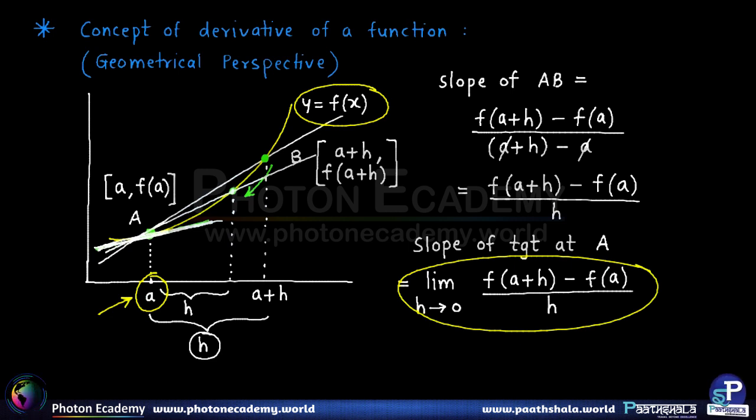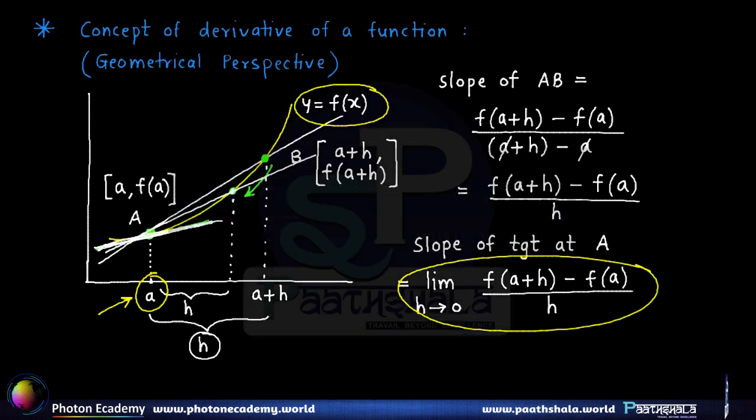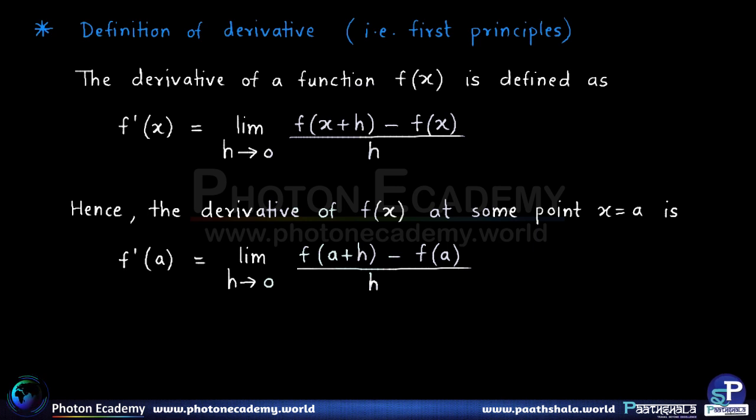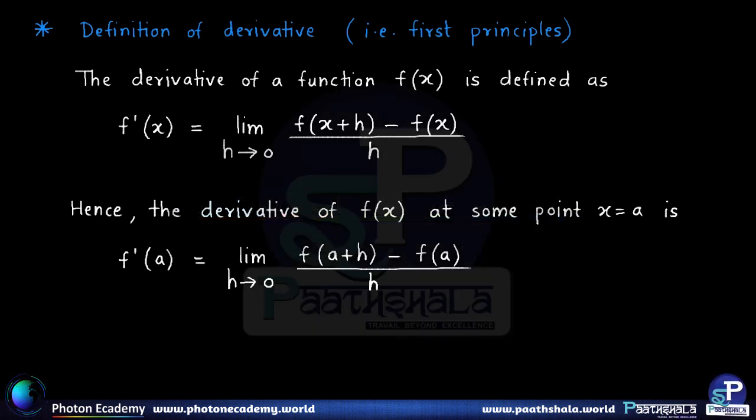Okay, so let us go ahead and recap the formal definition of the derivative of a function. The definition of derivative, which is also called first principles: the derivative of a function f of x is defined as f dash of x equal to limit of f of x plus h minus f of x, whole upon h, as h tends to 0. So f dash of x is the symbol for the derivative of f of x.